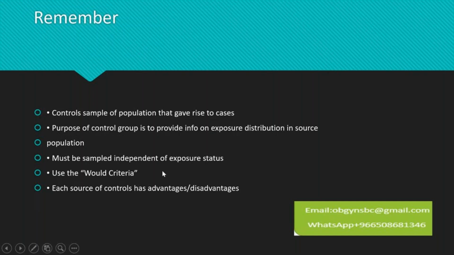So we use Wood criteria. Wood criteria means that if a person has developed a disorder, we assume that this person would have been exposed to a certain problem. Then each source of controls has advantages and disadvantages.